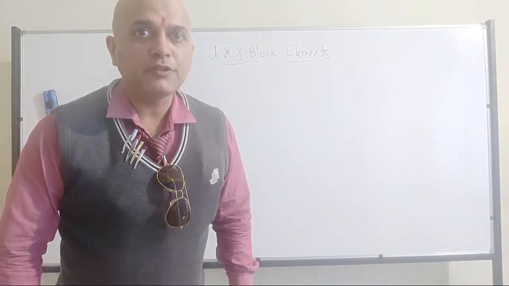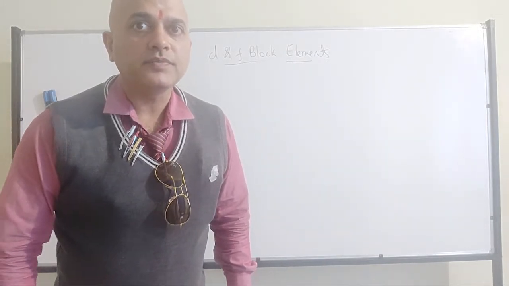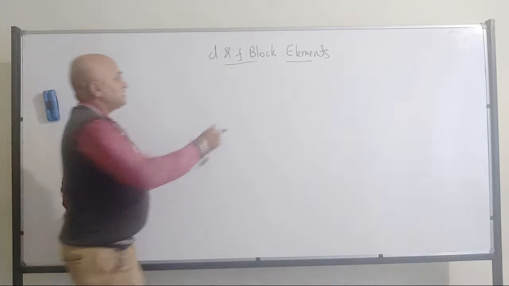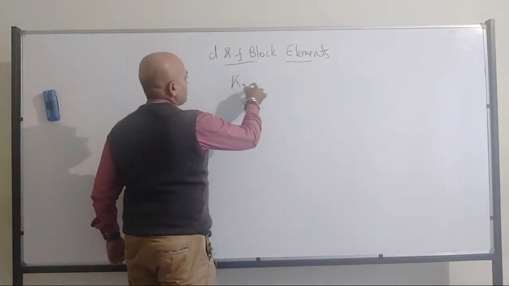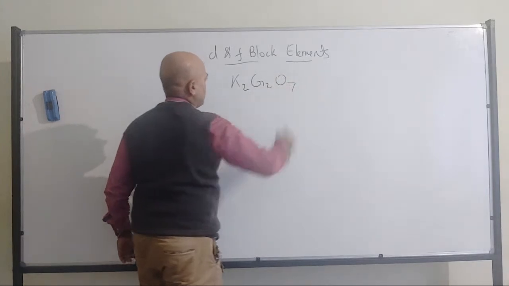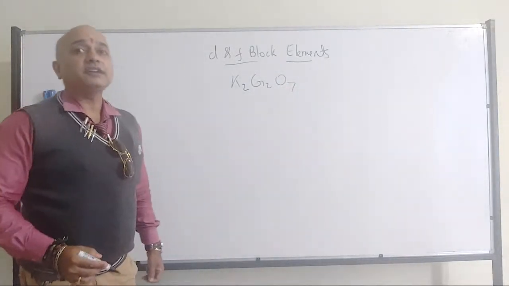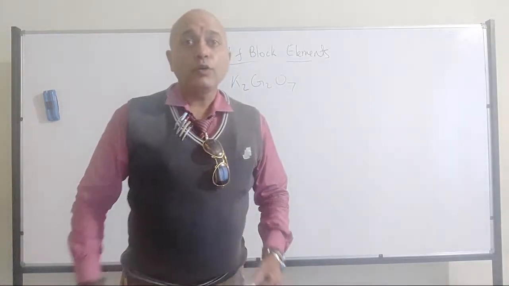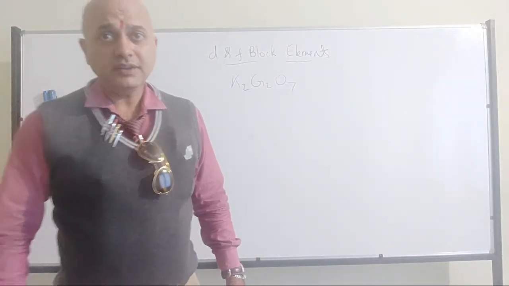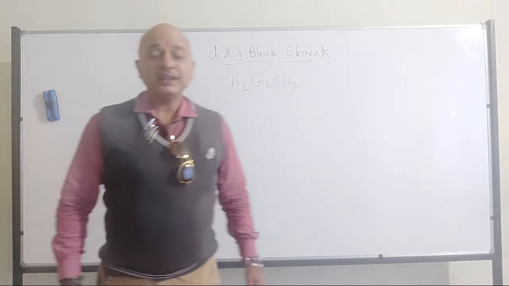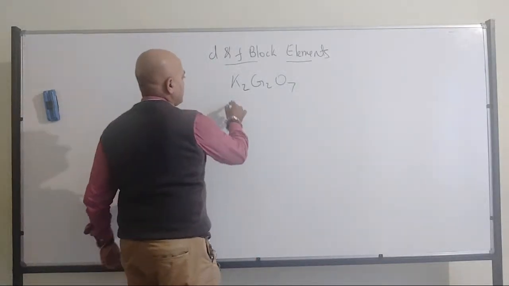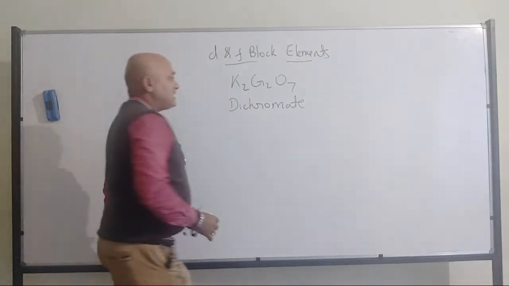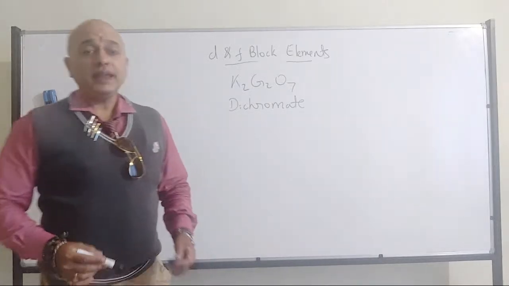Preparation of potassium dichromate from chromite ore. Yes, both Jahnavi and Narasimha, both are correct. So we have discussed about K2Cr2O7, that is potassium dichromate, right? Then we have discussed the difference between chromate and dichromate. So whatever I have written, it is potassium dichromate, right? Same, we have discussed about the chromate.